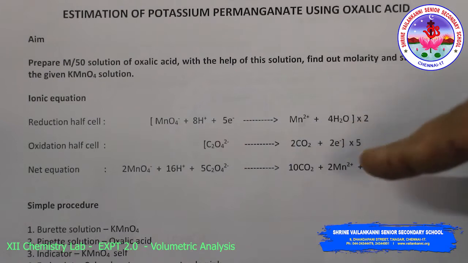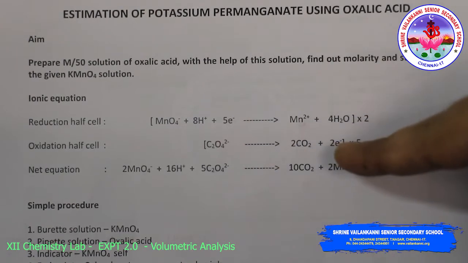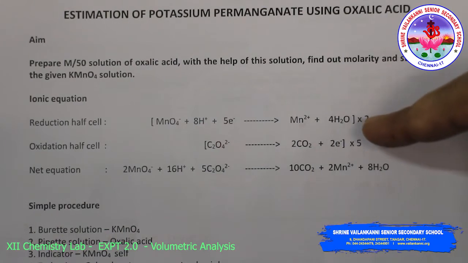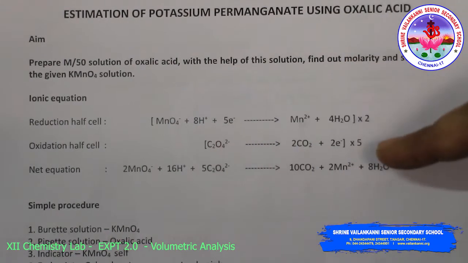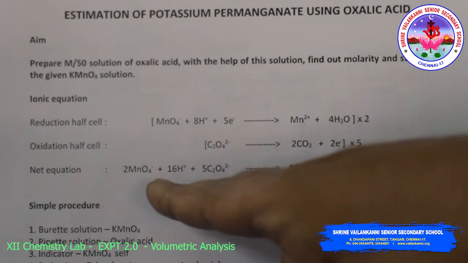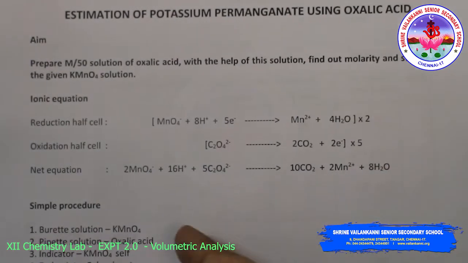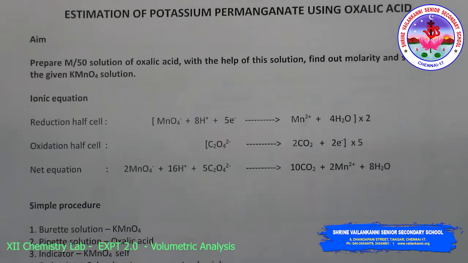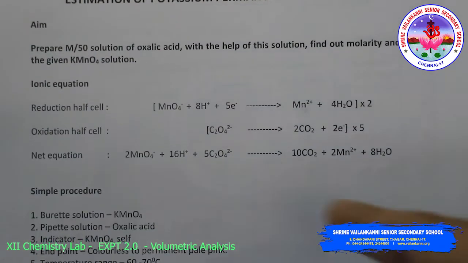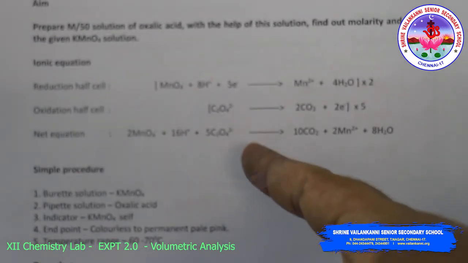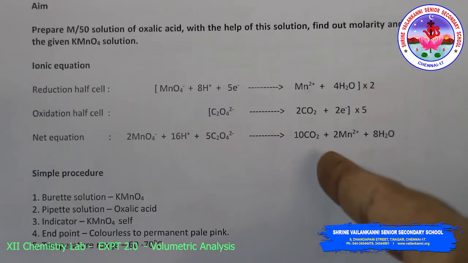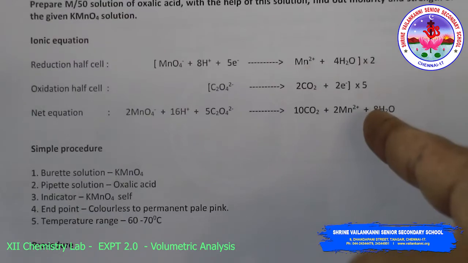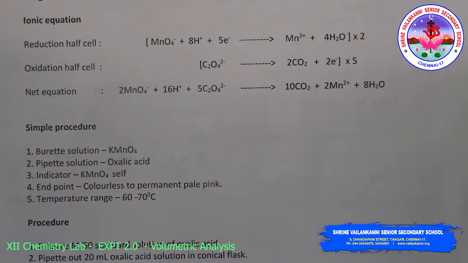After balancing the electrons, you have to cross multiply: multiply by 2 and by 5. So you will get the net equation. Electrons are cancelled. The net equation is 2 MnO4 minus plus 16H plus plus 5 moles of oxalate ion C2O4 2 minus gives 10 moles of carbon dioxide plus 2 moles of Mn2 plus.